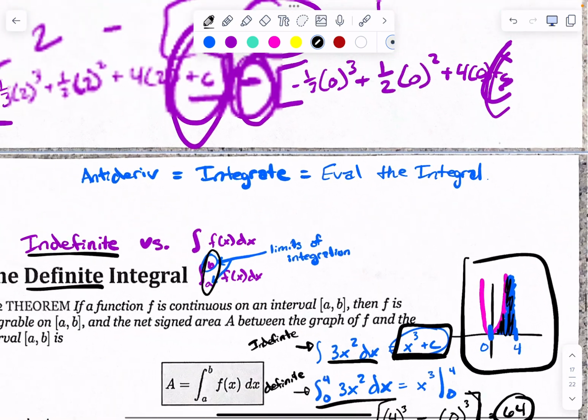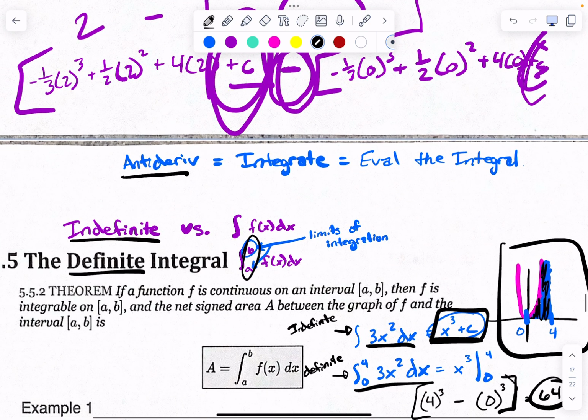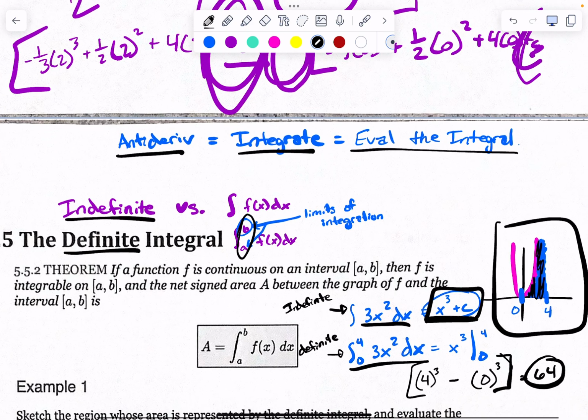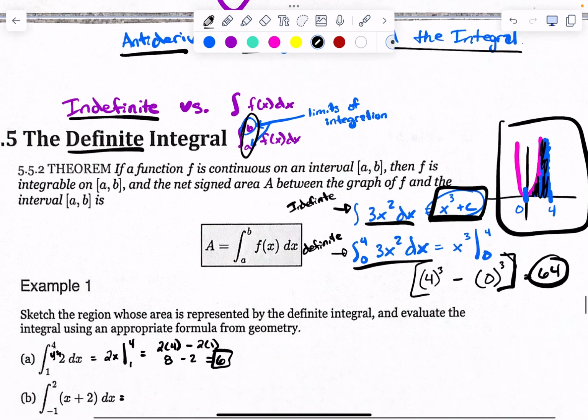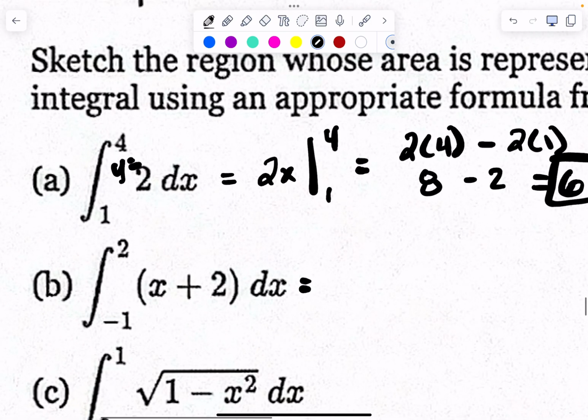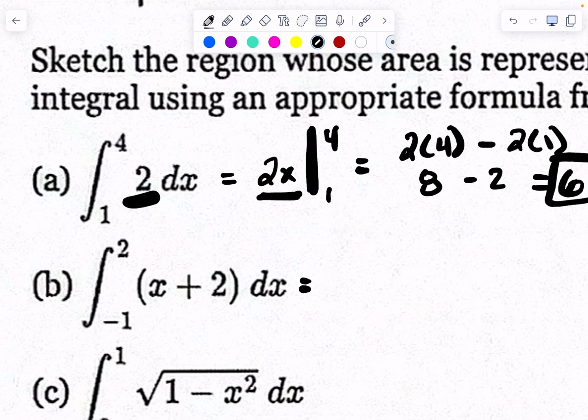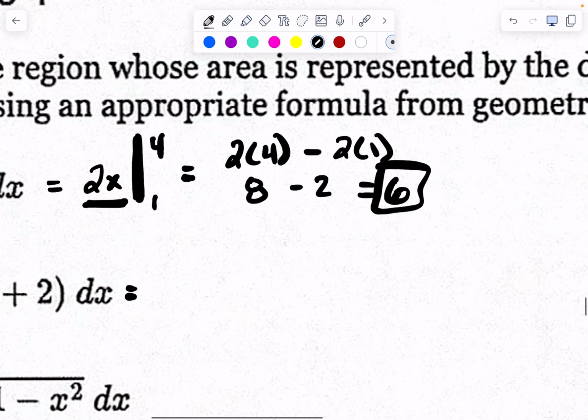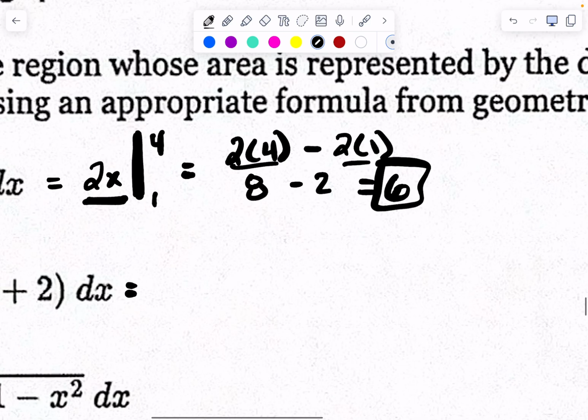At the top here, I said taking the antiderivative is the same thing as integrating, is the same thing as evaluating the integral. Any of those words all mean find the antiderivative. We did example 1. We said the antiderivative of 2 was 2x. Then I use this little bar notation, saying that I found the antiderivative, but I haven't plugged my numbers in yet. And we plug in 4, then we plug in 2, and we subtract them, and we get 6.